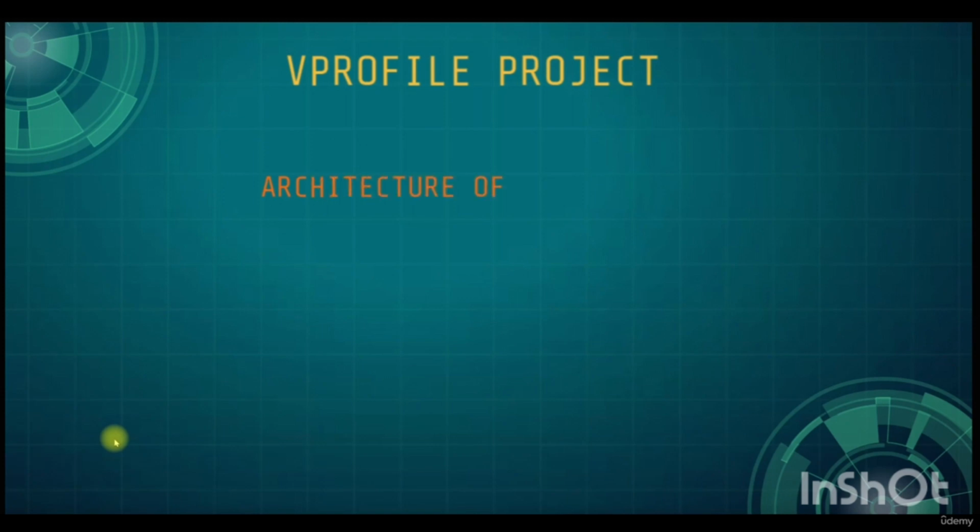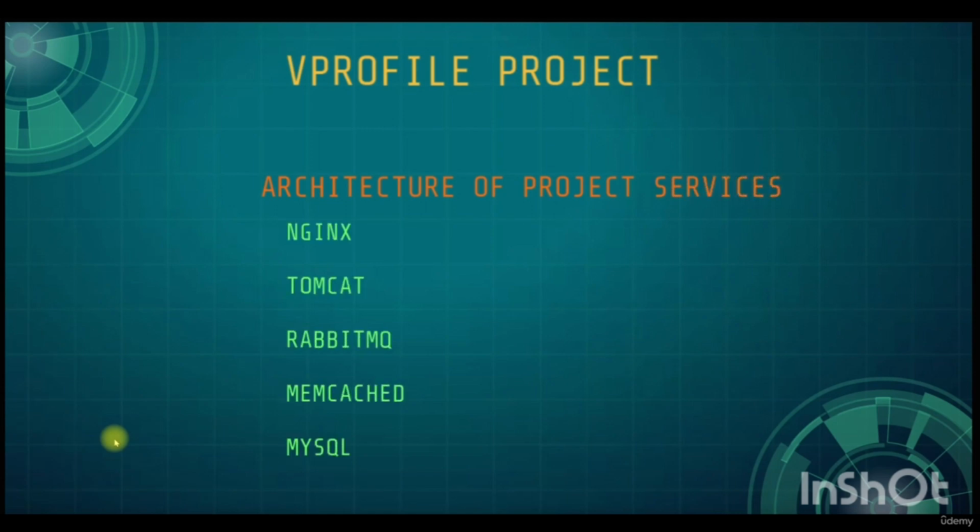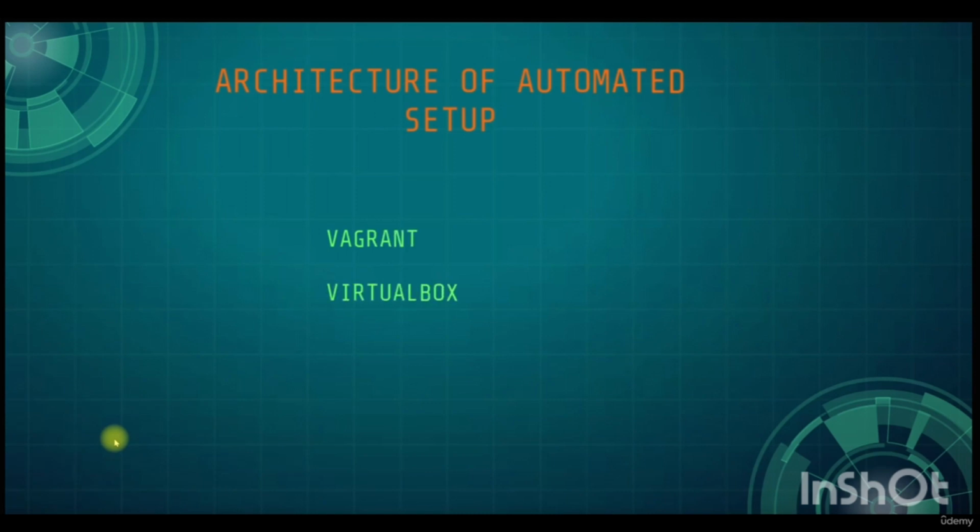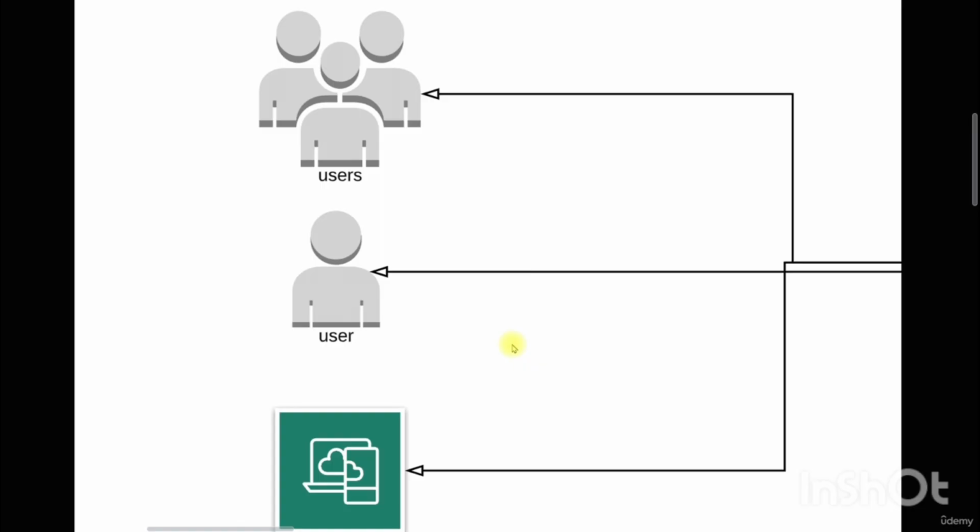Now we'll see the architectural design of various services in our project. We have Nginx, Tomcat, RabbitMQ, Memcached, and MySQL services. So we'll see the architectural design. We'll also see one more architectural design of our automated setup. We will have Vagrant, VirtualBox, Git Bash, and also some scripts and commands.